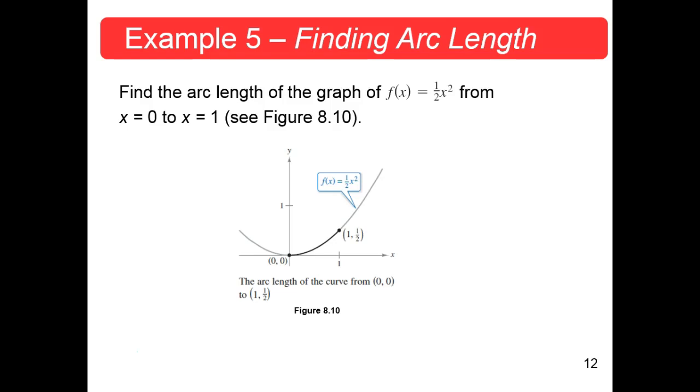Example 5 here. Find the arc length of the graph of this thing from x equals 0 to x equals 1. And by the way, that thing is a quadratic expression. It's a simple parabola. The only thing that's a little bizarre about it is that you squished it. When x equals 1, you're at 1/2, not at 1. So it's a vertical shrink, is what we call that. And we want the arc length of that.